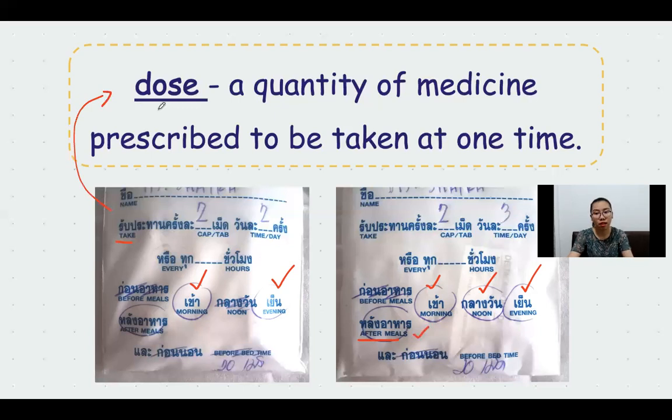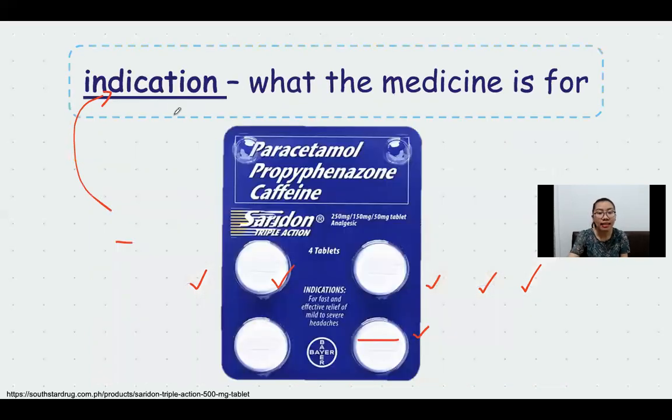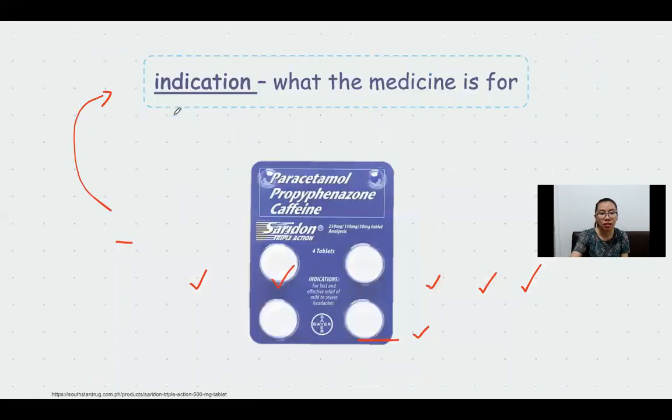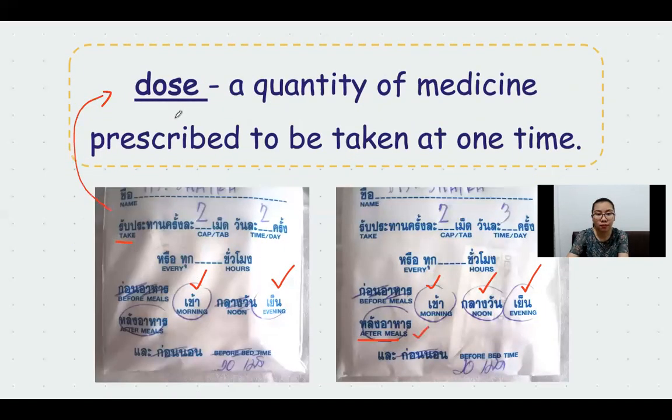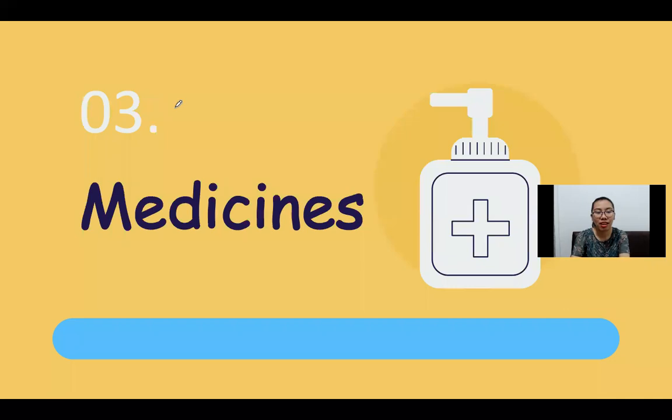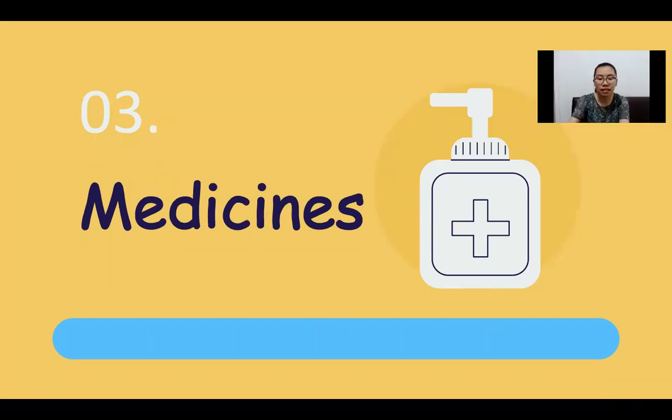This one is indication, and this one is dosage. Okay, everybody say indication. Dosage. Very good. All right. So let's go to our medicines. Let's look for more medicines.